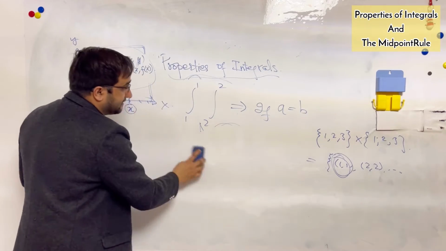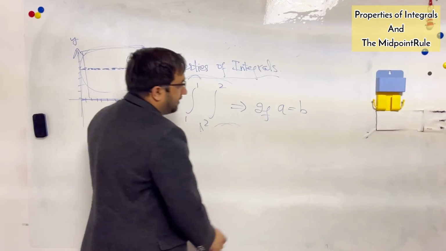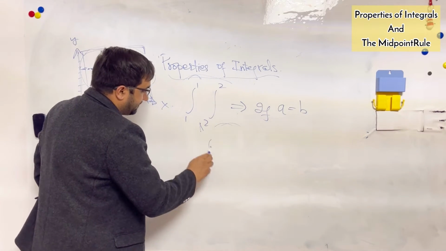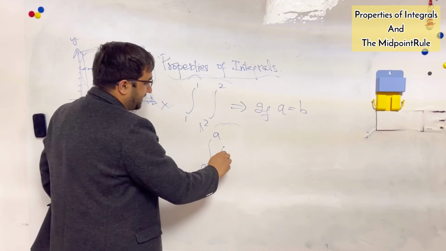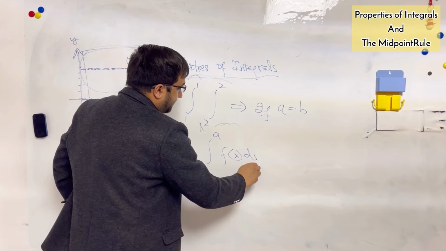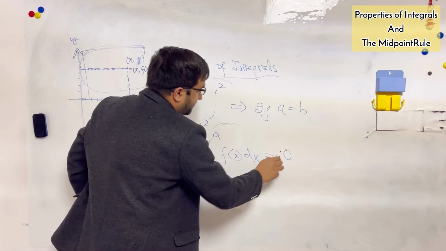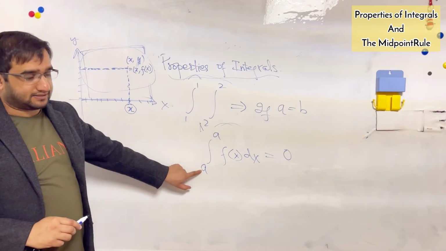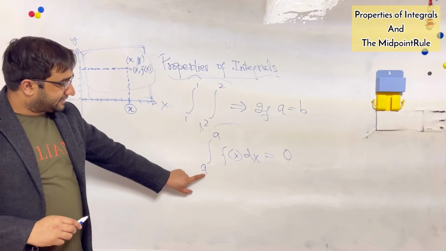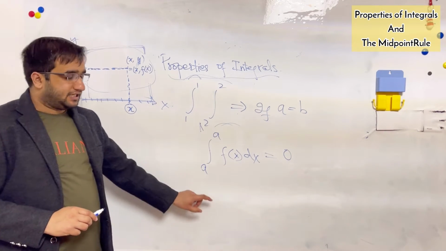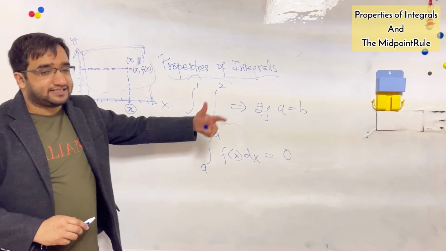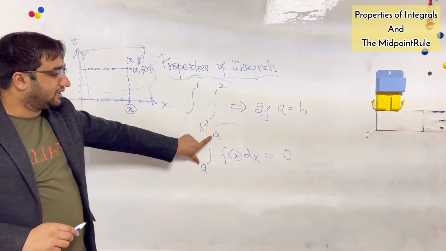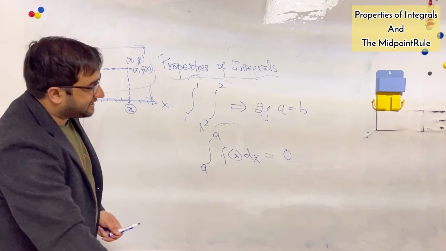So the point here is, if a is equal to b, that is, the integral from a to a of f of x dx, then the answer will be 0. It means that for both limit points, none of them is greater than the other. If this one is greater than the other, then the integral is positive. If this one is greater, then it is a negative integral. But if neither is greater than the other, both are equal, then the answer will be 0. And why is this answer 0?